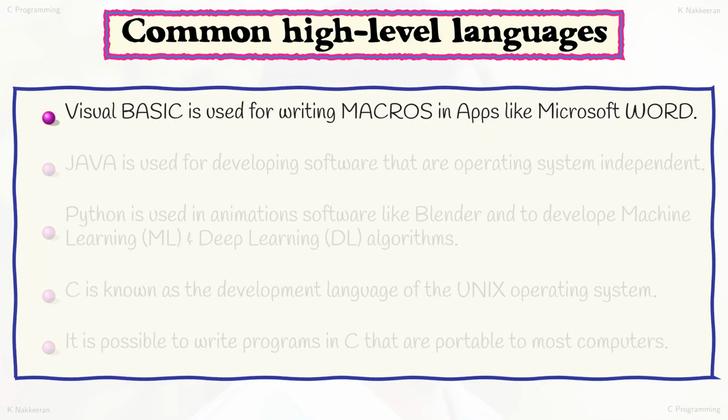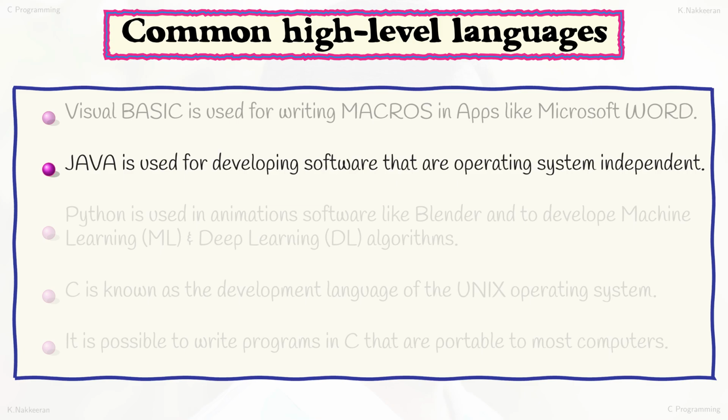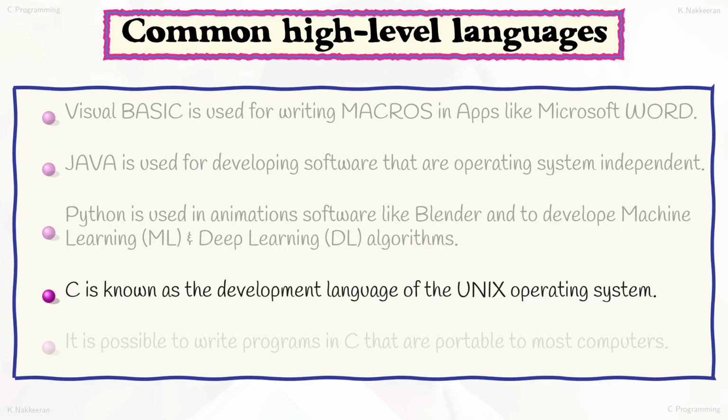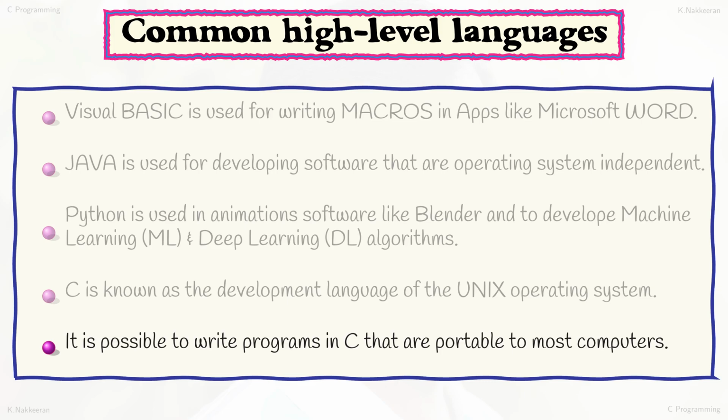Common higher-level languages. Visual Basic is used for writing macros in apps like Microsoft Word. BASIC stands for Beginner's All-Purpose Symbolic Instruction Code. Java is used for developing software that is operating system independent. Python is used in animation software like Blender and in the development of machine learning and deep learning algorithms. C is known as the development language of the Unix operating system. It is possible to write programs in C that are portable to most computers.